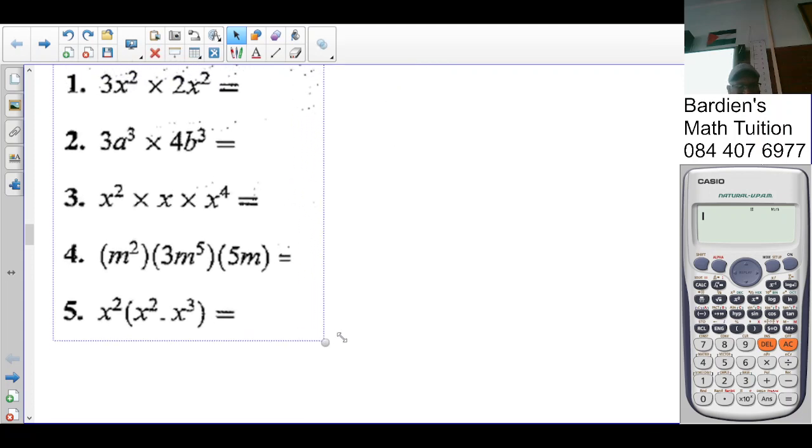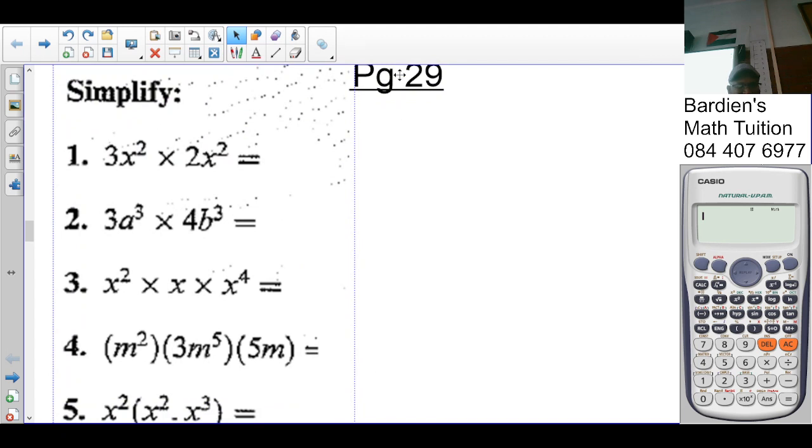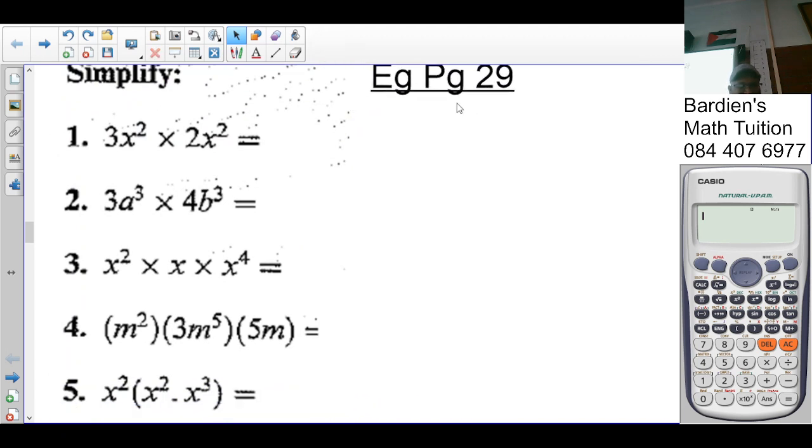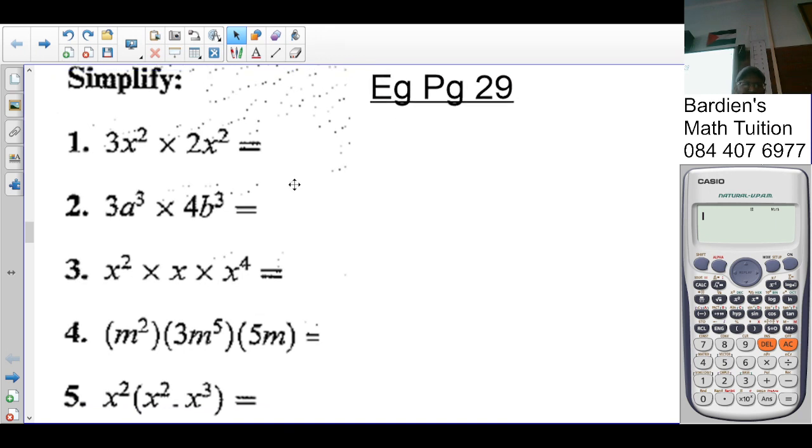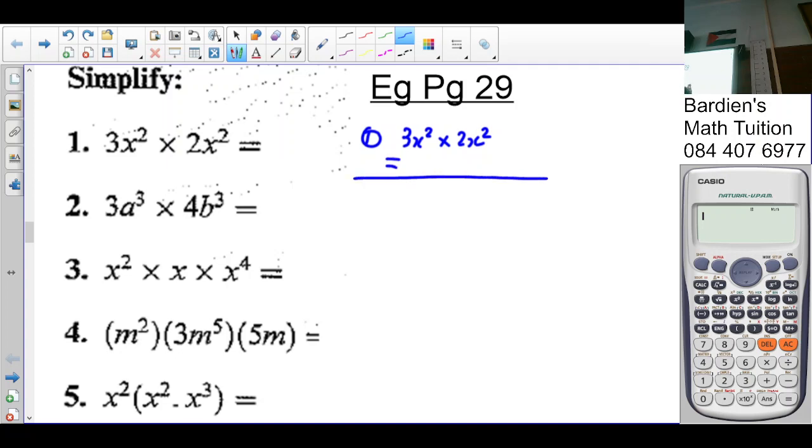The question says simplify. You write the word simplify and you write the examples down. Remember, when we do this here, we write number 1. We write 3x squared times 2x squared. You write down the sum. You write down the answer with the calculations. Skip a line before you do number 2. One below the other. I write it to the side here because of the space.